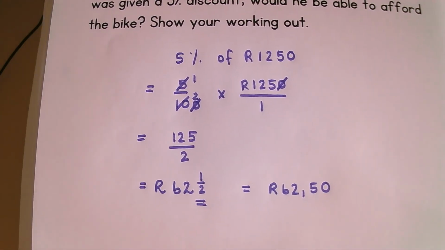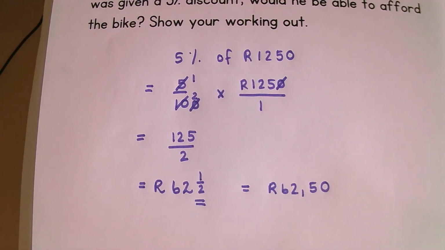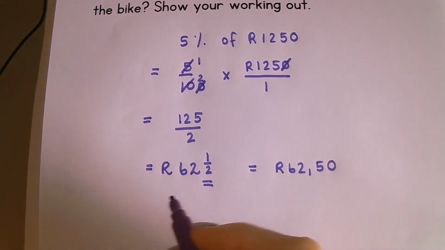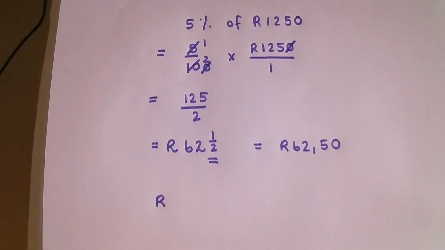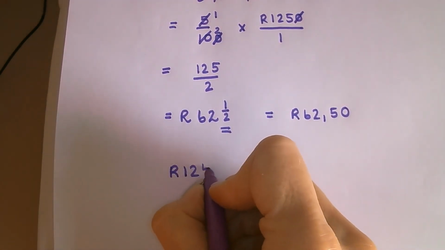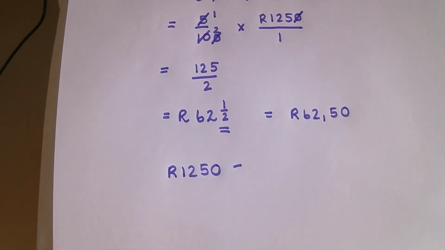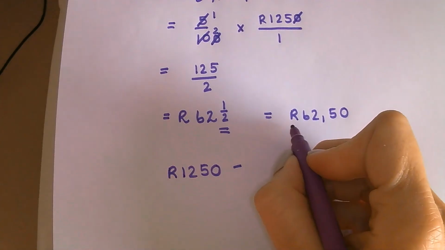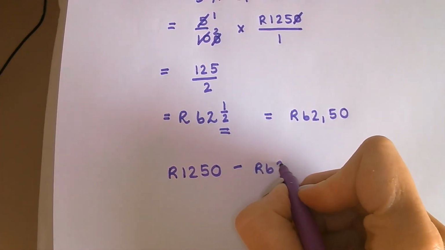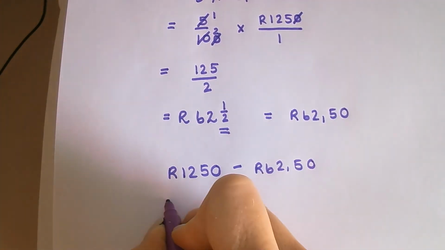Okay, so now let's check. So we've worked out what 5% of 1,250 rand is. And it says, will you be able to afford it? So what do we have to do next? Let's take the bike amount that he wants to buy, which is 1,250. They told us that he'll be given a 5% discount. Let's check if this works. So we've worked it out, minus 62 rand 50. And let's see what our answer is.